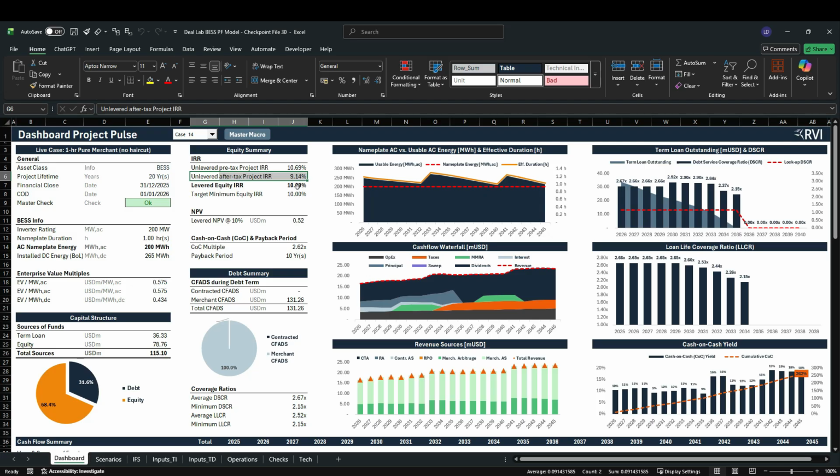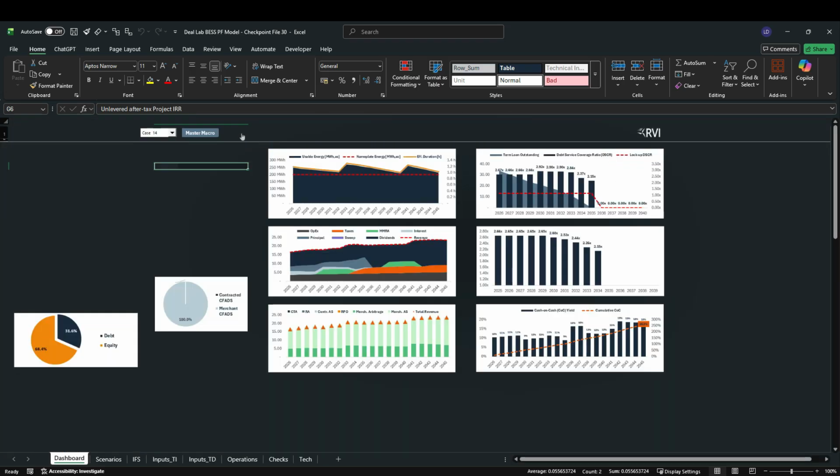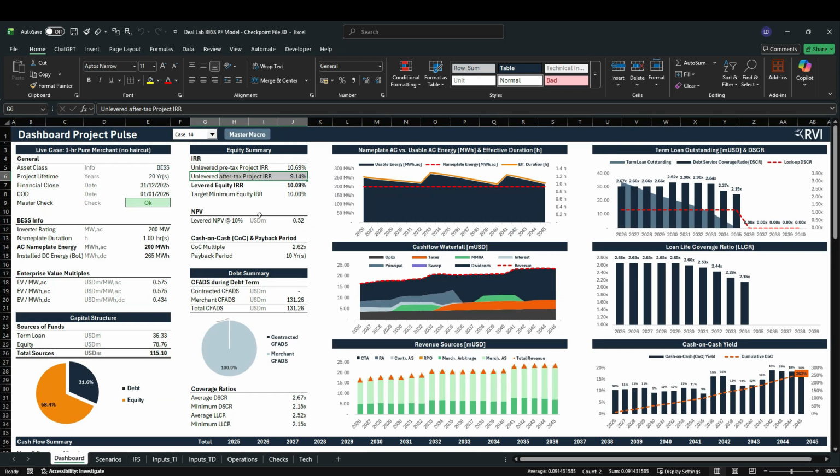So you can see how much impact a 20% haircut on merchant revenues actually can have, especially from an equity IRR perspective. So now in comparison to case 12, we see that our cash flow waterfall is much richer than in our debt base case, which leads to 99.5 million in CFETs, and case 14 actually leads to 131 million in CFETs.